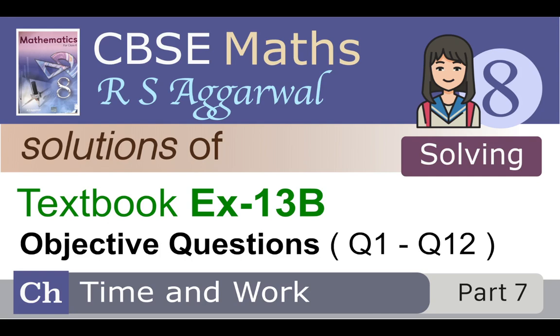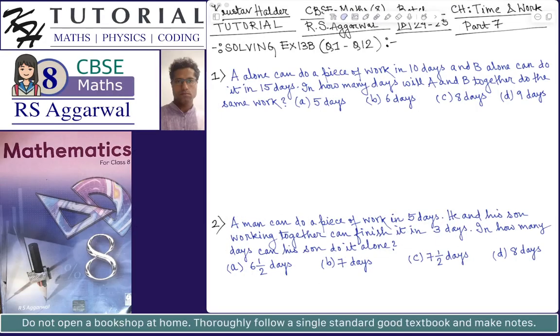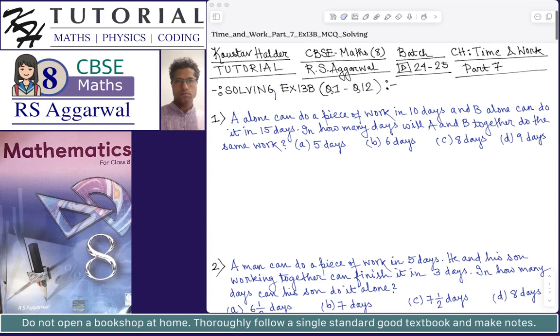So let's start solving the problems 1 to 12 from exercise 13B of the chapter of time and work from the textbook of author RS Aggarwal. Okay, so I have written down all the problems, problem number 1 to 12, on the canvas. These are all multiple choice questions where there are 4 choices given for each question and 1 choice will be correct. So let's start solving the problems.